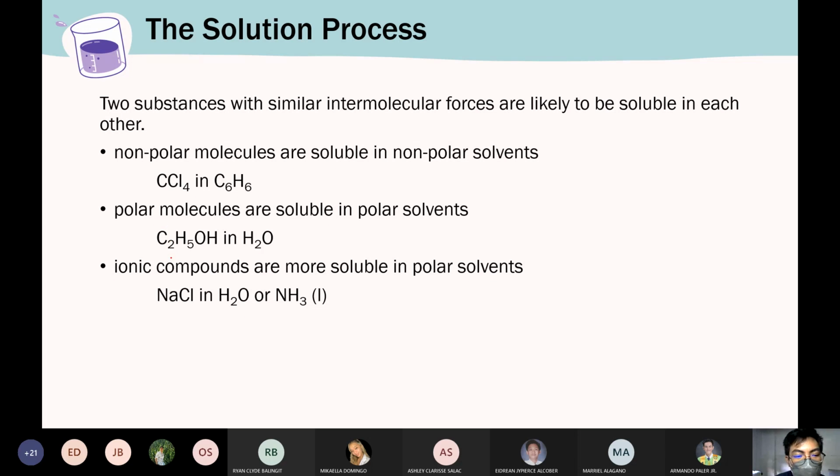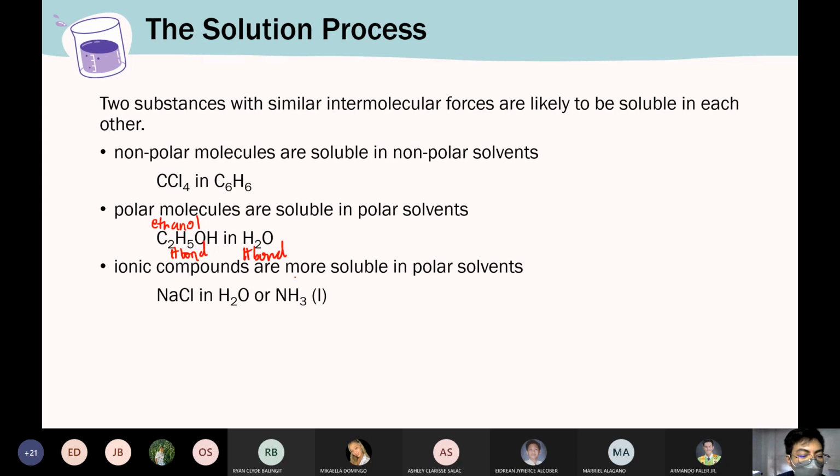Anong type ng intermolecular force ang kaya ni ethanol? Anyone, if you could still remember? What's the intermolecular force that ethanol can do? Hydrogen bonding. Yes. So, ethanol can perform H bond. Water can perform H bond. Meaning, they will create a solution. Okay? The reason why they are mixed is that solution kasi sila.